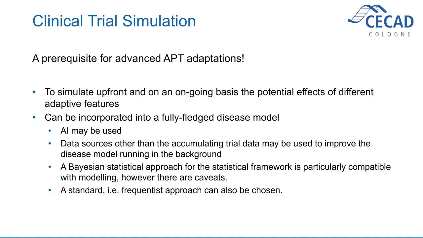And not to be forgotten, there is a choice to be made whether you want to primarily use a Bayesian statistical approach or framework for your APT, as opposed to a frequentist approach. A Bayesian approach is particularly compatible for modeling. However, there are some caveats because, at least in Europe, regulatory authorities, so EMA, basically do not favor this kind of Bayesian approach. A standard frequentist approach is what EMA prefers, and this approach can also be chosen for an APT.